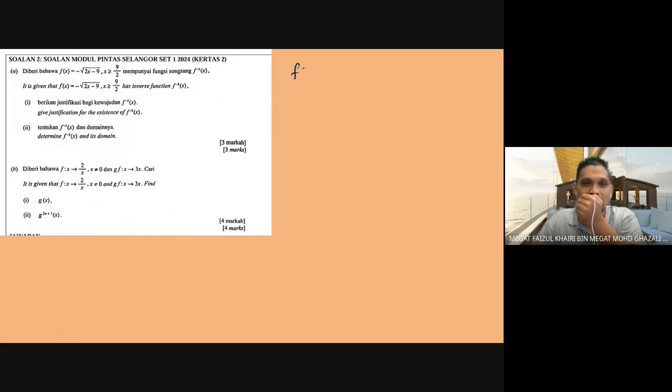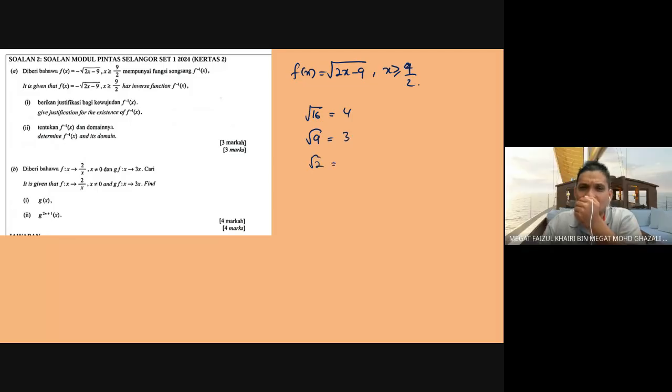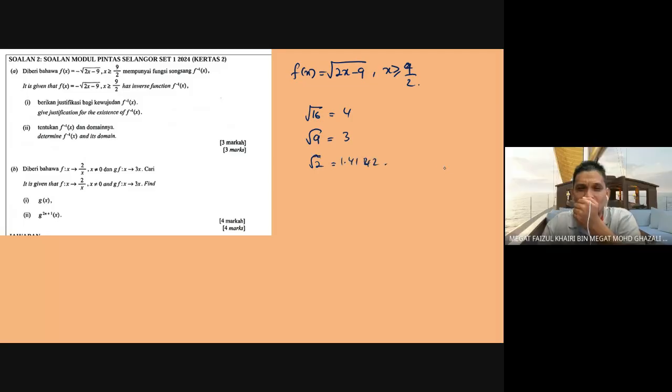When we have fx equal to square root of 2x minus 9 for x greater than or equal to 9 over 2. Again, square root of 16 equals 4. Square root of 9 equals 3. Square root of 2, press your calculator, is 1.4142, right?